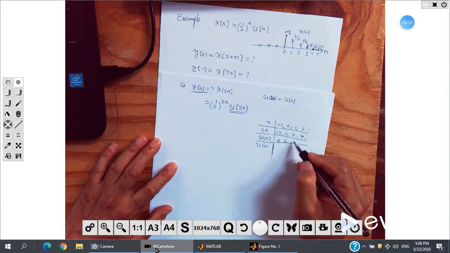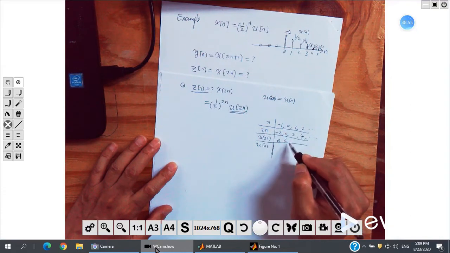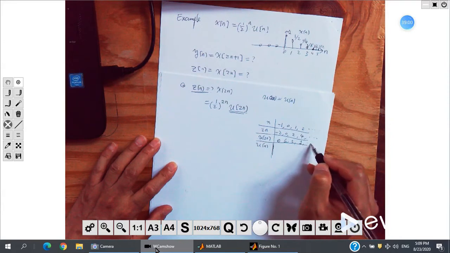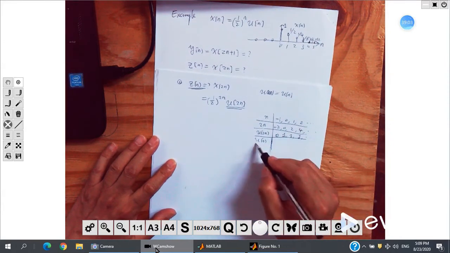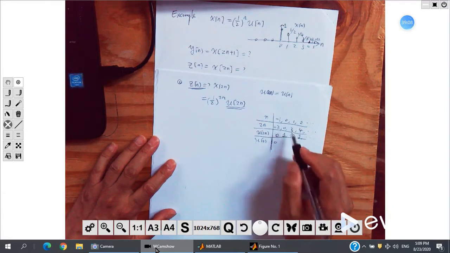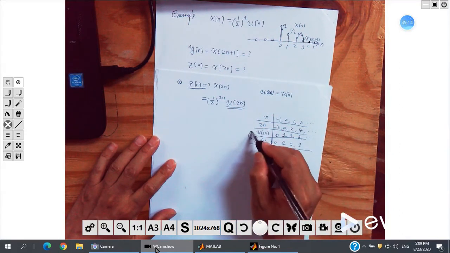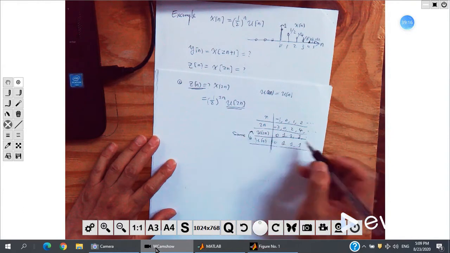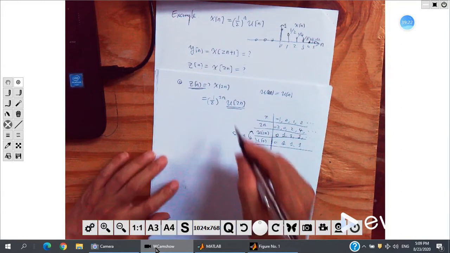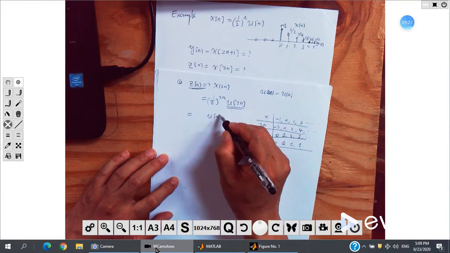And this place will be u of 2. So it's 1 again. Then u of 4, this is 1 again. You see? This is u of 2n. And u of n, for negative n is 0. For all positive or 0 n's, it is 1. You see? These two are the same. They have totally the same value, so they are the same signal. So I can write this as u of n.